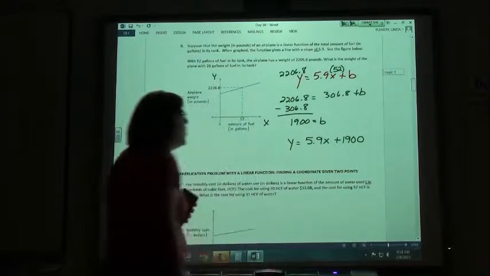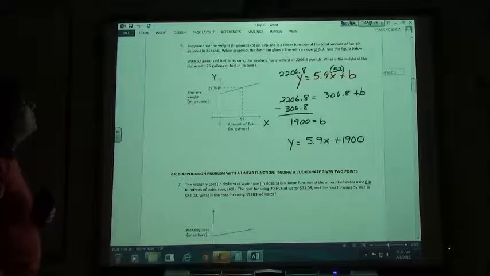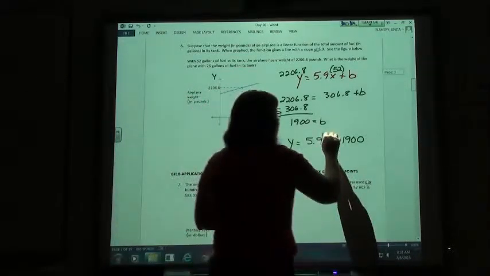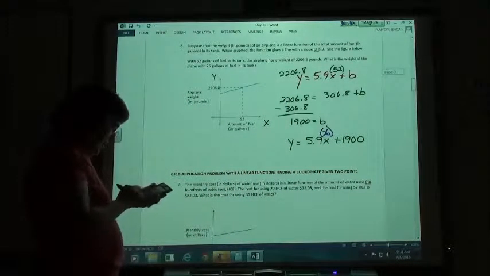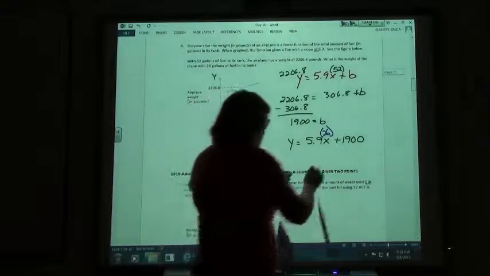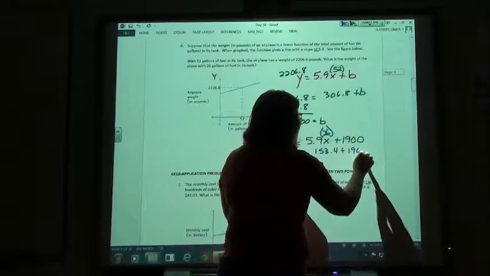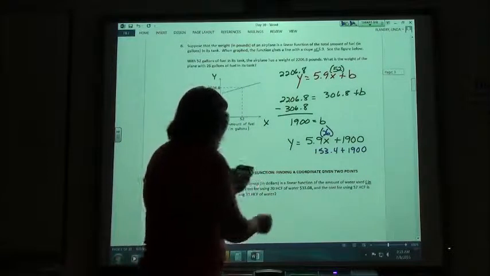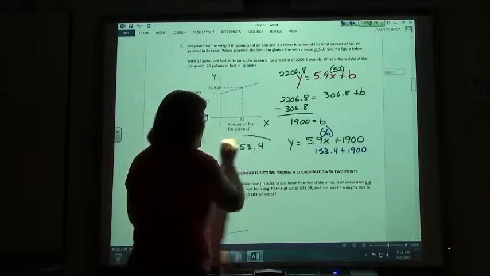Now that I have the equation of my line, I can answer what the question is. It wants to know what the weight is if I only have 26 gallons of fuel. So if I have less fuel, how much is my plane going to weigh? So 5.9 times 26 is 153.4, plus my 1900 gives me 2,053.4 pounds.